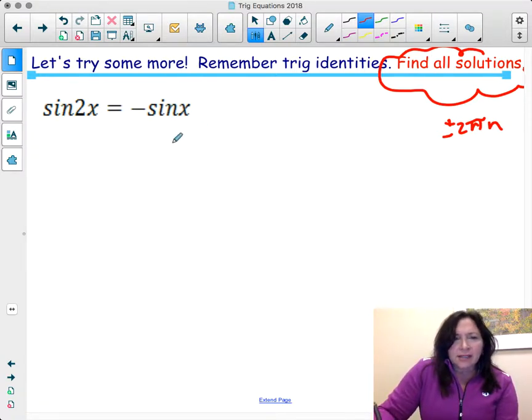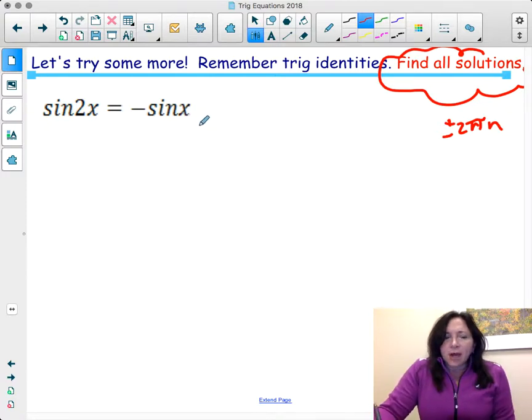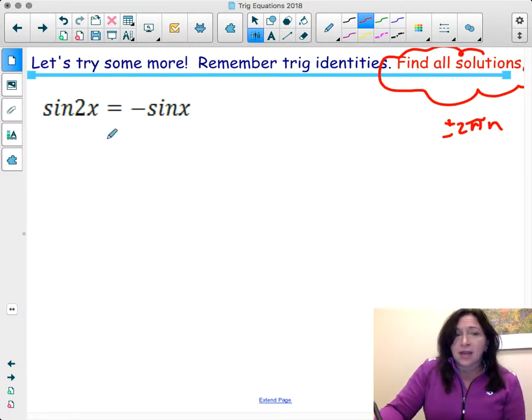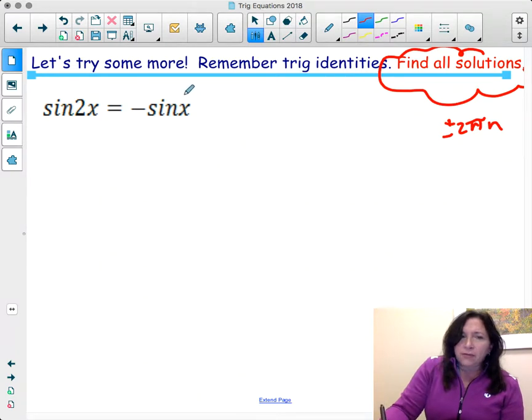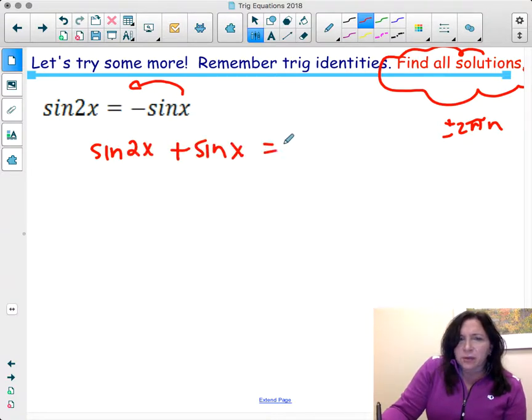So I'm going to look at this. Now I'm not trying to verify this identity. I am not trying to prove that the left side equals the right side. I'm trying to solve for x. Okay, that's what I'm trying to do. So that means that I need all of my values on one side. So I'm going to move this over to the other side first. And I'm going to get sine, let me rewrite that. And I'm going to get sine of 2x plus sine of x is equal to 0.